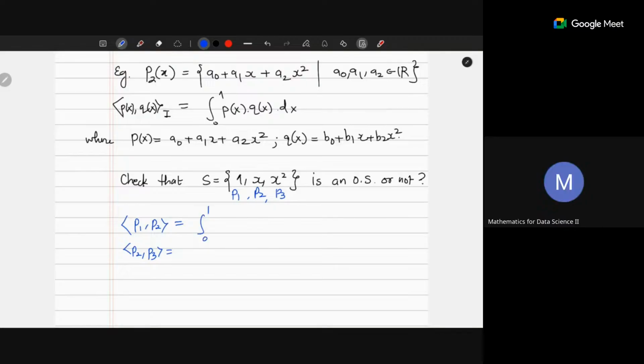Oh, okay, you are defining it with integration. Yes. So is it 0? No, it's the integral of 1 times x dx, which is x squared over two, so it is non-zero. Similarly for P2, P3, this integration is going to be x times x squared, it is non-zero. And P3, P1 is also non-zero.